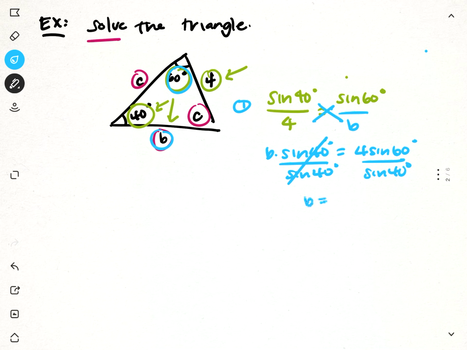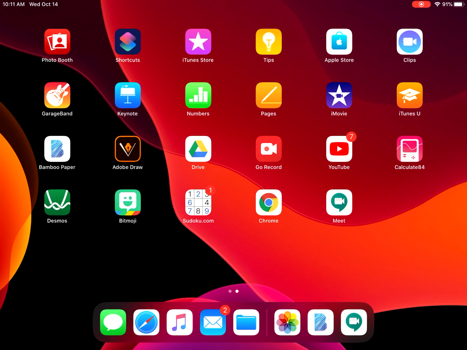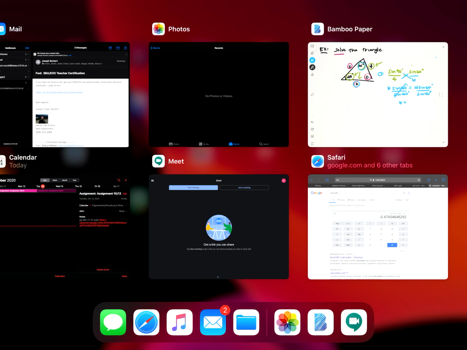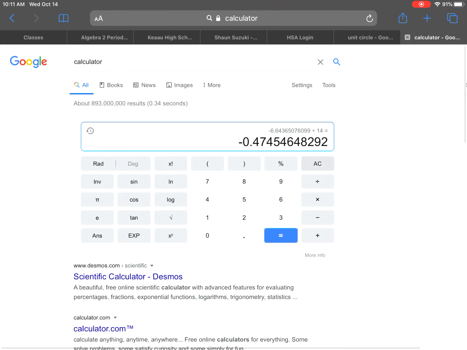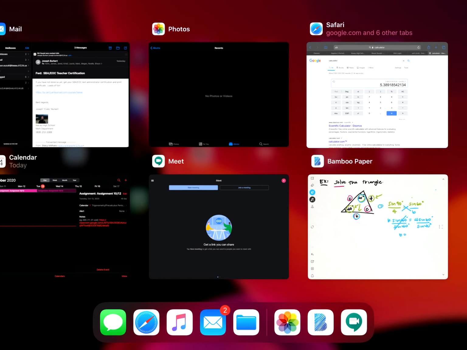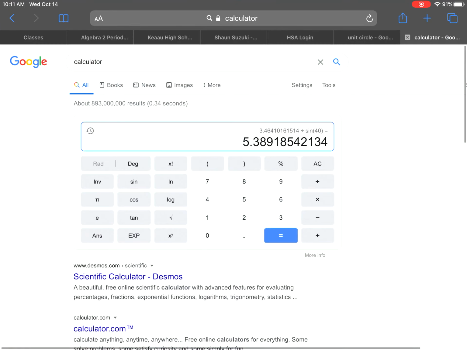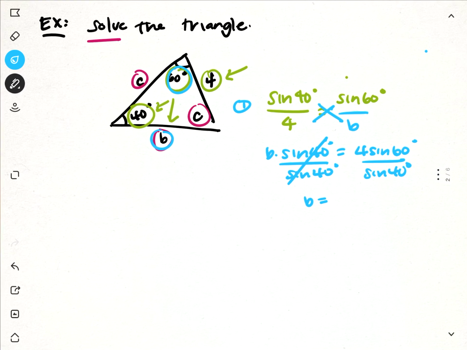So we're going to do this on our calculators: 4 sine 60 over sine 40. We're going to make sure we're measuring in degrees. So we say 4 sine 60 divided by sine 40, equals, and we get 5 point... I'm not sure what it's asking, let's round to the nearest tenth, so 5.3, 5.4. Okay, so 5.4.